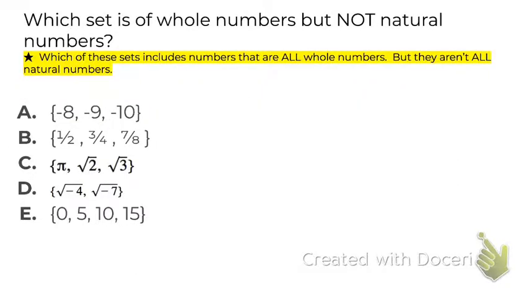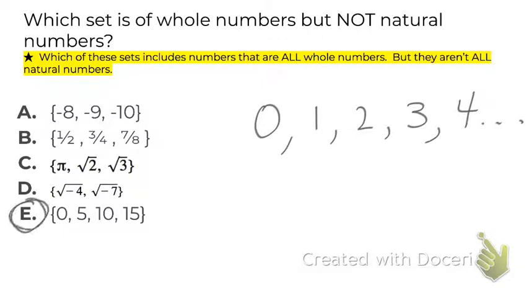Which set is of whole numbers but not natural numbers? So which set can I say, these are all whole numbers? So let's look at it. Remember, whole numbers includes 0, and then it includes positive counting numbers. So E includes 0 and then just some positive counting numbers. So this is all whole numbers. But I can't look at it and say all of these are natural numbers. No, because natural numbers does not include 0. So the answer for that one would be E.